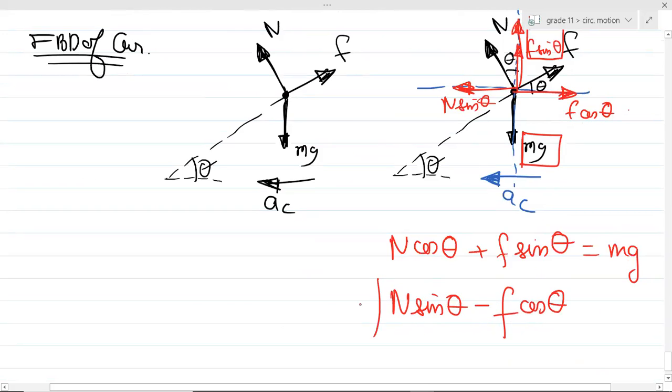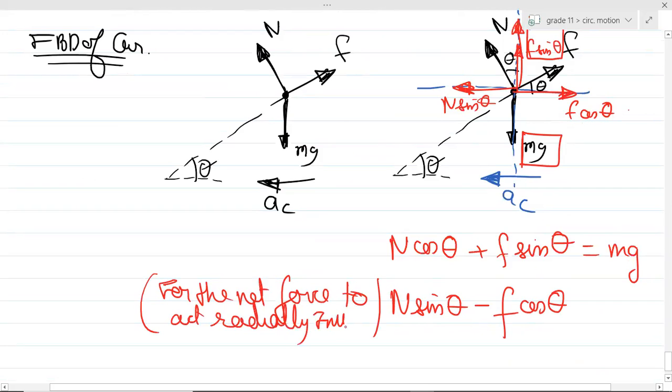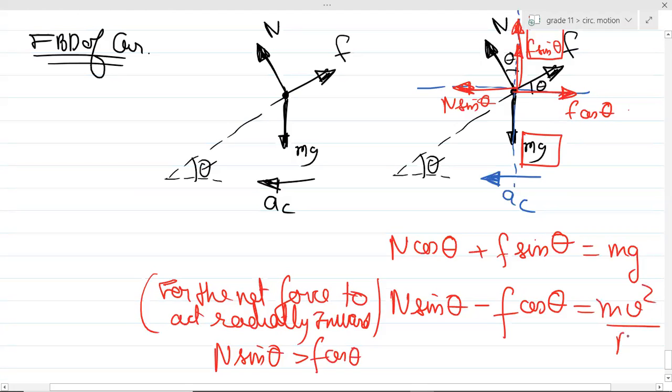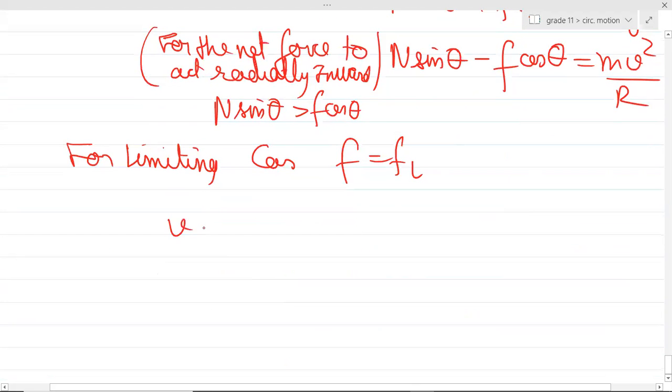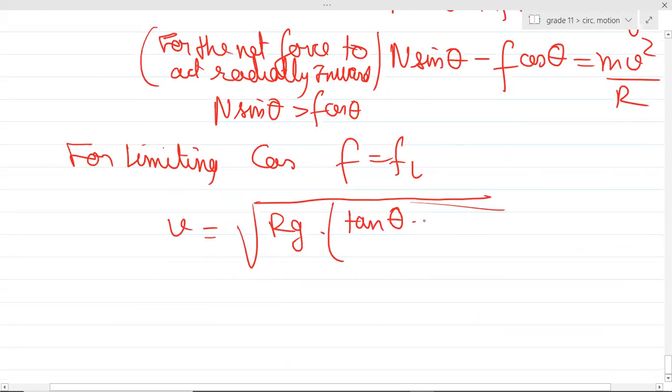Why did I say minus? So that for the net force to act radially inwards, n sin theta is greater than f cos theta. And when you solve it, again the limiting case, you put f equal to f limiting. I'm not writing the whole thing again. For the limiting case, f is equal to f limiting, and from here v will be equal to under root of rg into tan theta minus mu upon 1 plus mu tan theta. So basically this is the formula of tan a minus b.